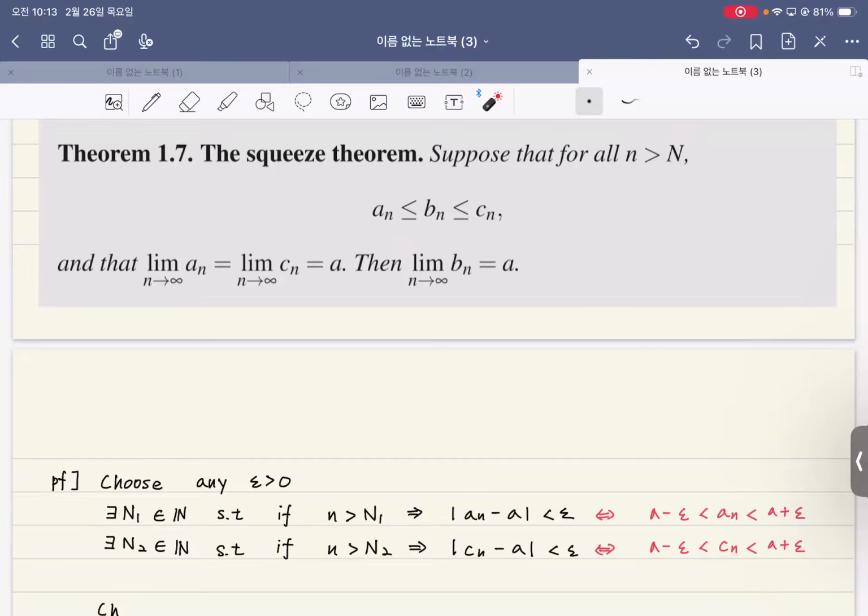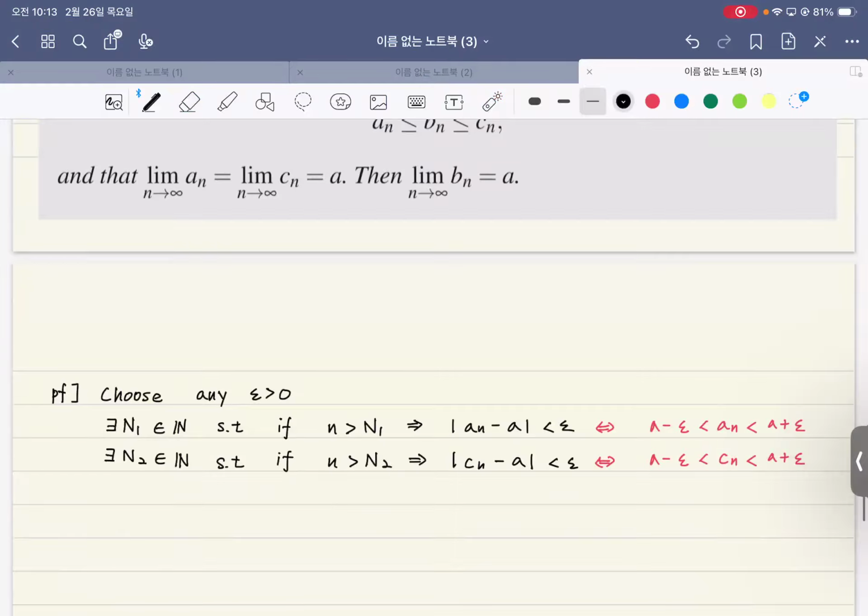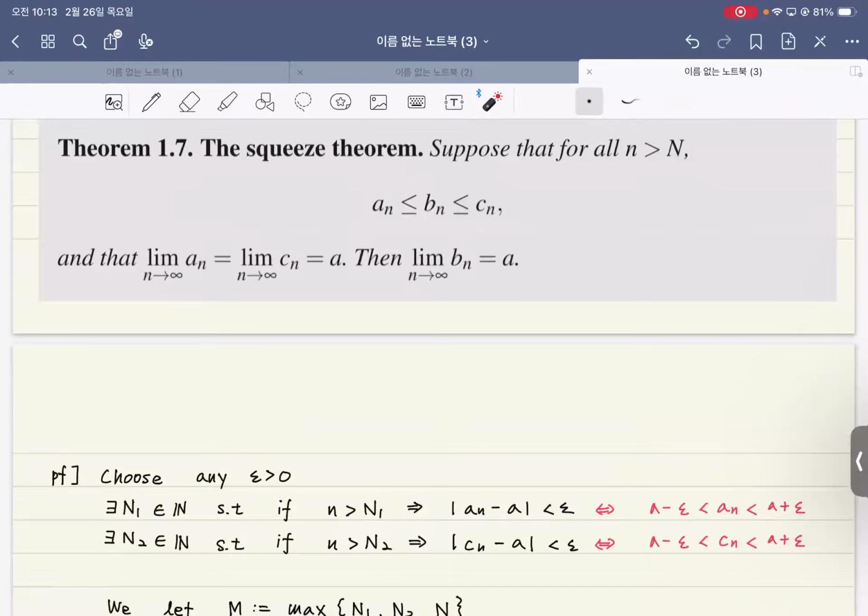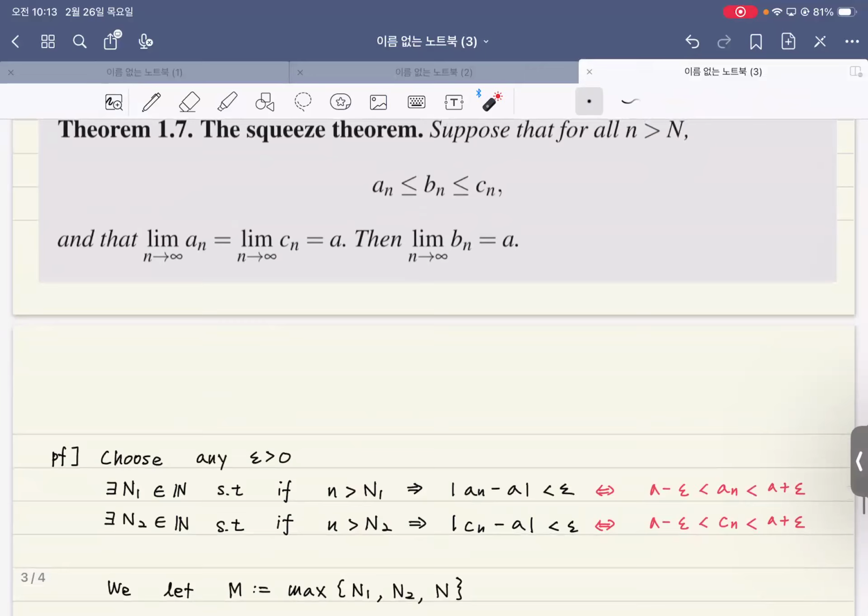So this time around, let me try to find not n but M. We let M be the largest integer among these three: n, N1, and N2. Yeah, I already used my favorite letter n, I'm really sorry about that. Among N1 and N2, you choose the greatest one. That is going to be your M.